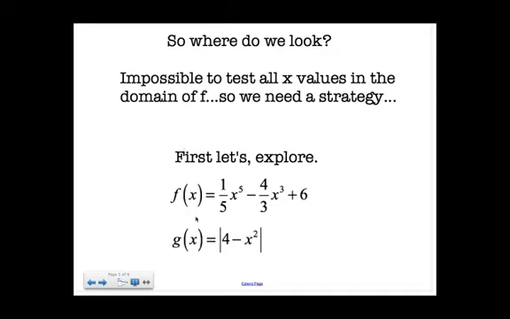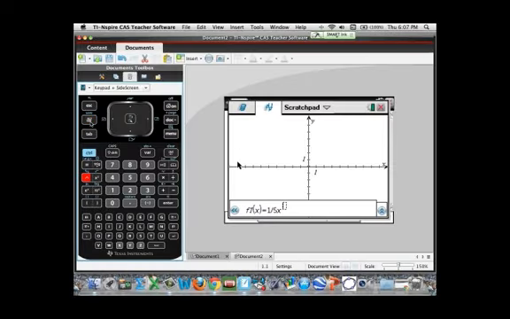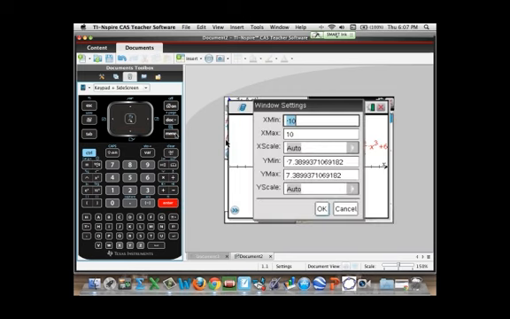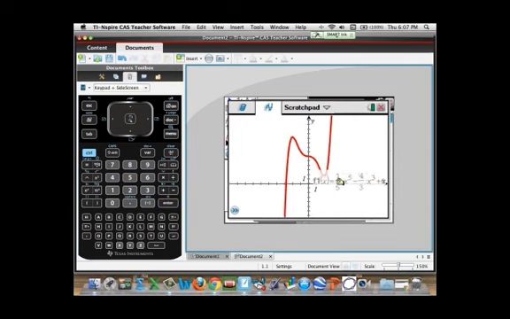We're going to explore two functions on our calculator that will help us determine where to look to find extrema. The first one is going to be x to the fifth minus 4/3 x cubed plus 6. I can't quite see what happens in this region, so I'm going to change the window a little bit just so I can see what happens up there. So maybe change the y max to 15, and that's pretty good. There are a couple of points that we are going to look at here. We're going to look at x equals -2, where there appears to be a local maximum.